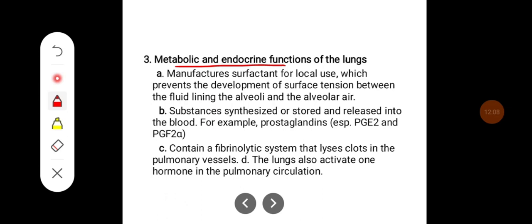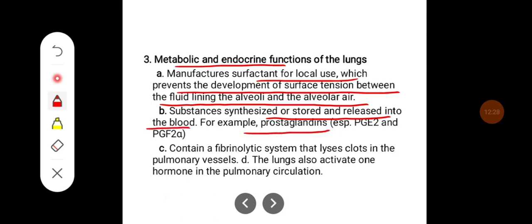It has some metabolic and endocrine functions. It manufactures a surfactant for local use, which prevents the development of surface tension between the fluid lining the alveoli and the alveolar air. Substances are synthesized or stored and released into the blood, for example prostaglandins, especially prostaglandin E2 and prostaglandin F2 alpha. The lungs contain a fibrinolytic system that lyses clots in the pulmonary vessels.